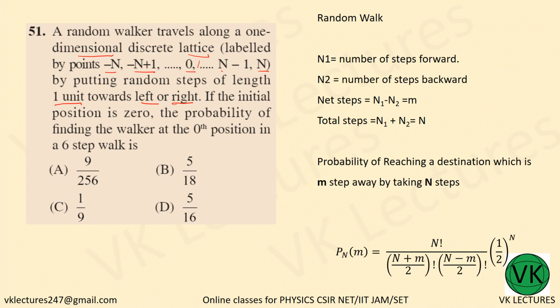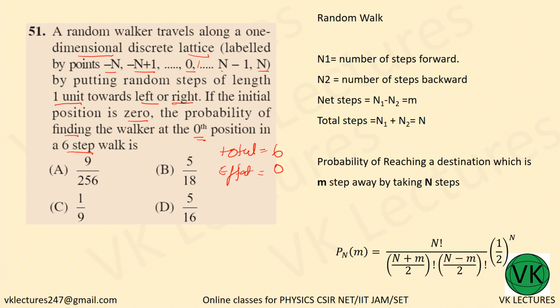If the initial position is 0, then what is the probability of finding the walker at the 0th position in 6 steps? That means the total number of steps he is taking is 6. The probability of finding the walker at the 0th position means the effective step is where the position is 0. He is not taking any net steps, so the effective step is 0.